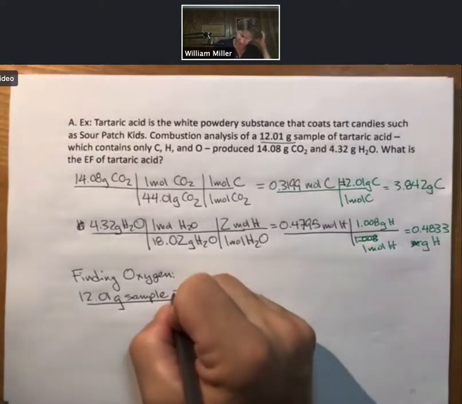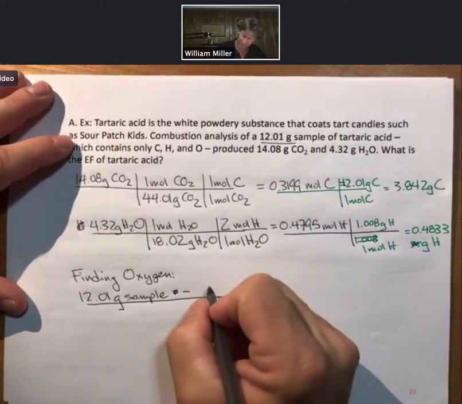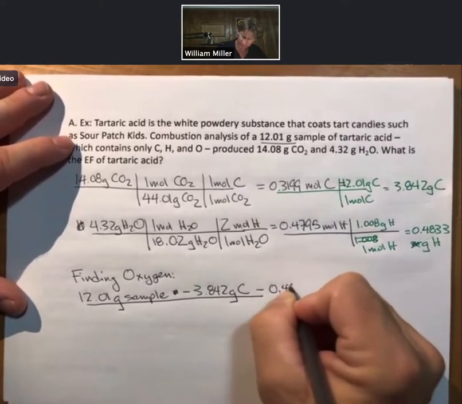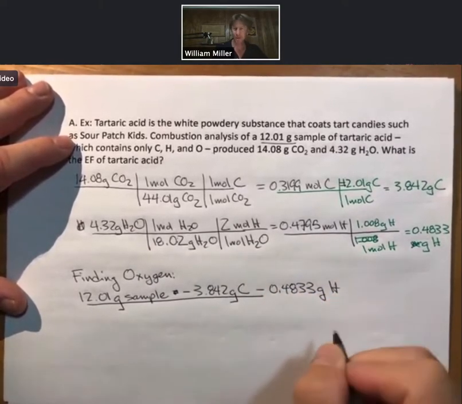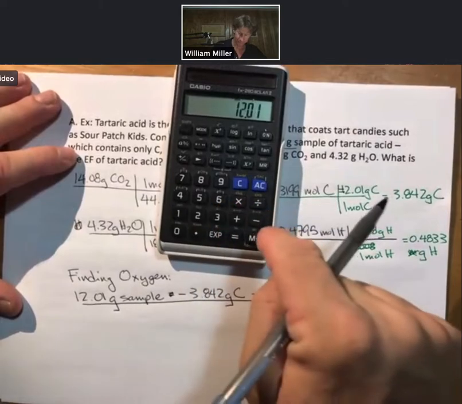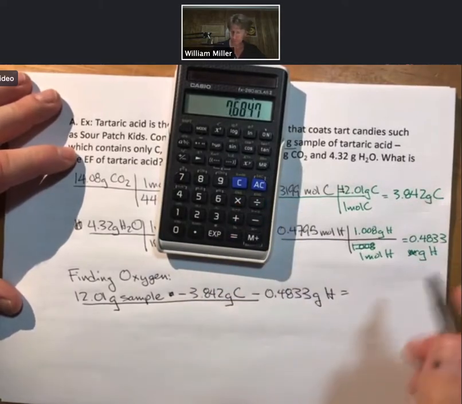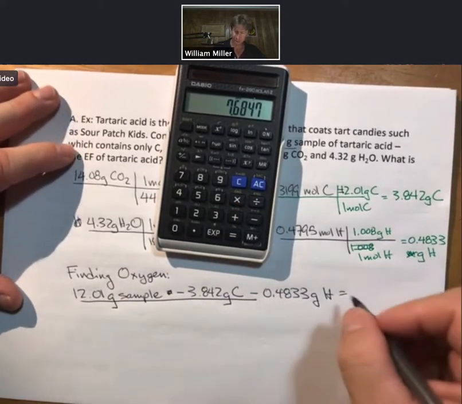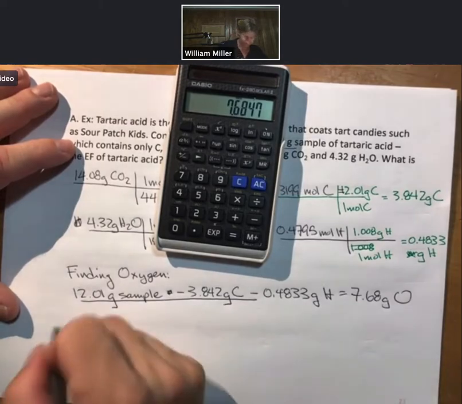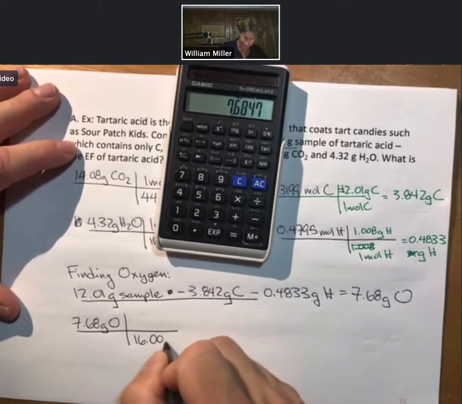Ooh, I went to do my picket fence there. We're going to subtract off 3.842 grams of carbon. We're going to subtract off the grams of hydrogen, and we're going to find what's left. We get 7.68 to two decimal places. That'll have to be good enough. Grams of oxygen. And turn that into moles.